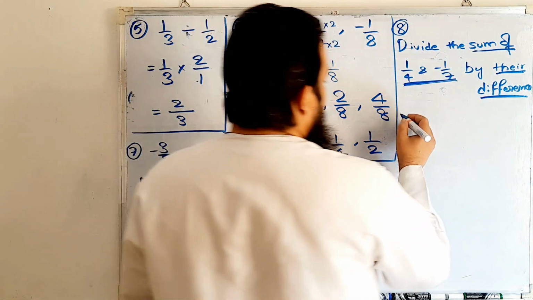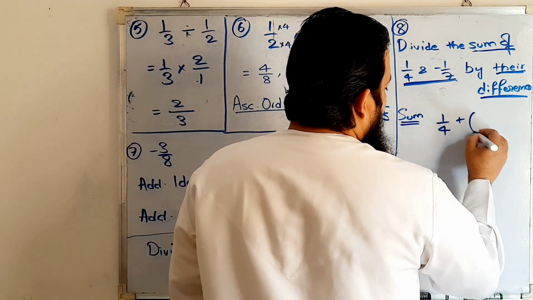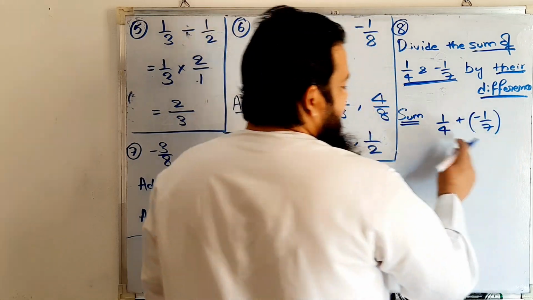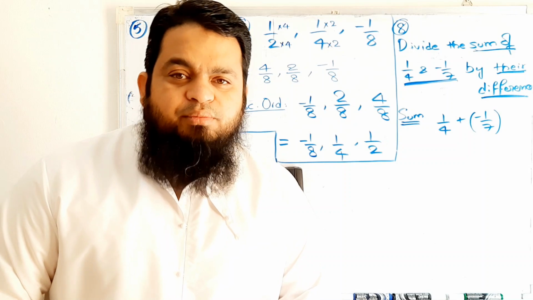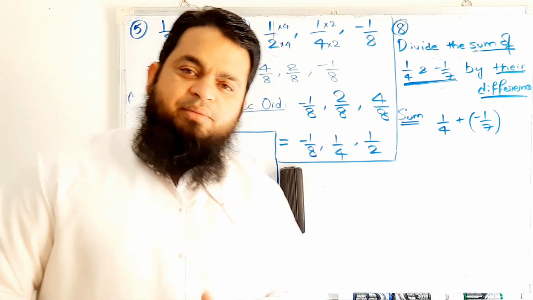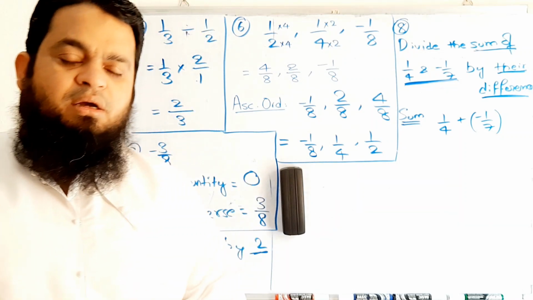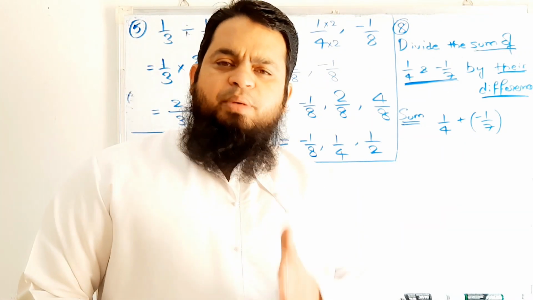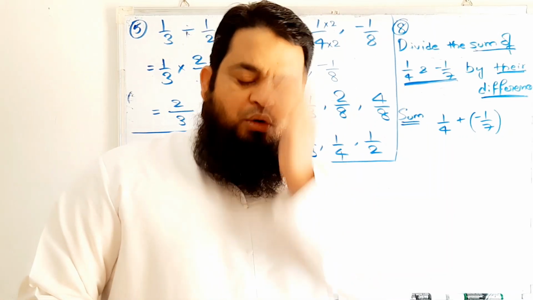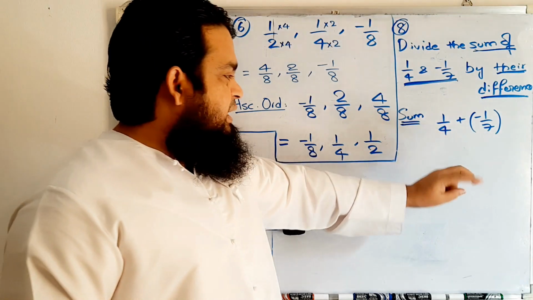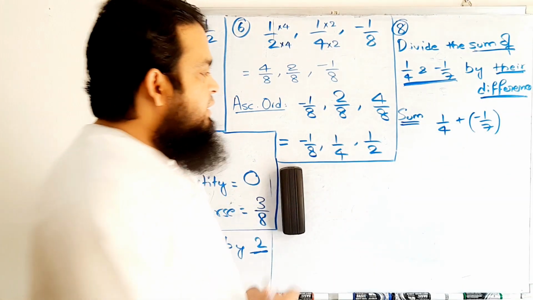So first you have to find the sum. The sum of 1 by 4 plus minus 1 by 7. See here, the two denominators are co-primes. So what will be the LCM? Their product, 4 sevens 28. Co-primes, I think you know, are the numbers which have no common factor except 1. So the LCM of co-primes is the product of the numbers.